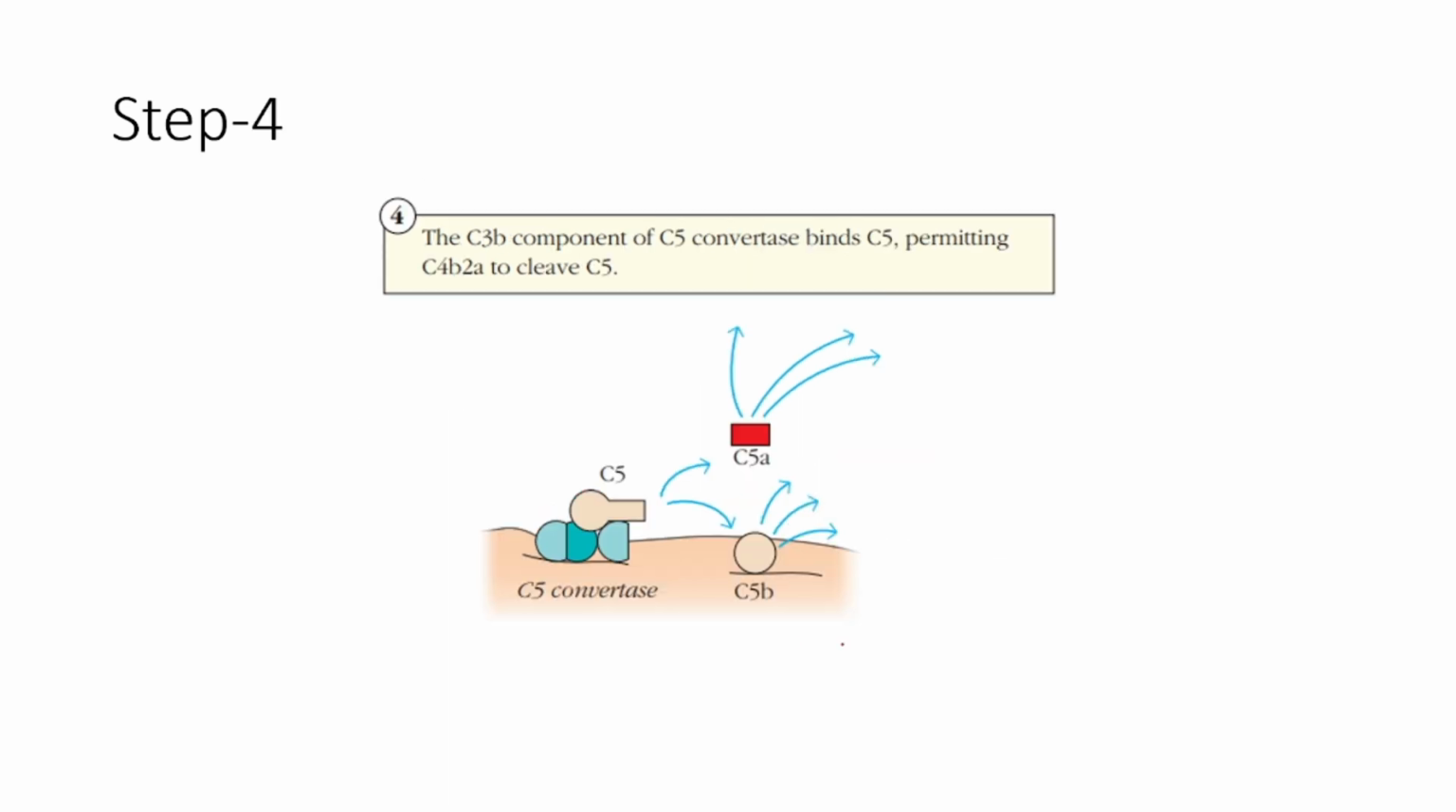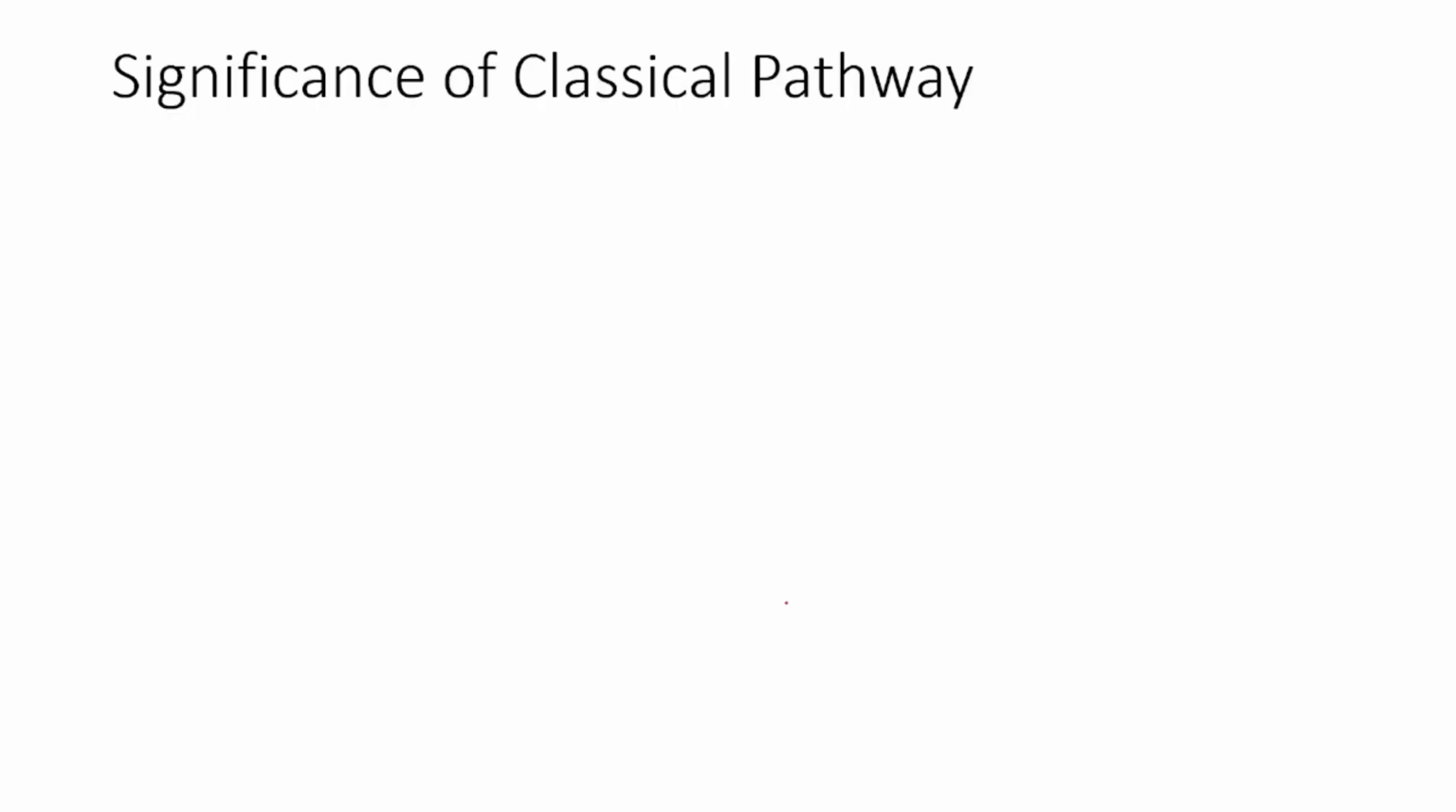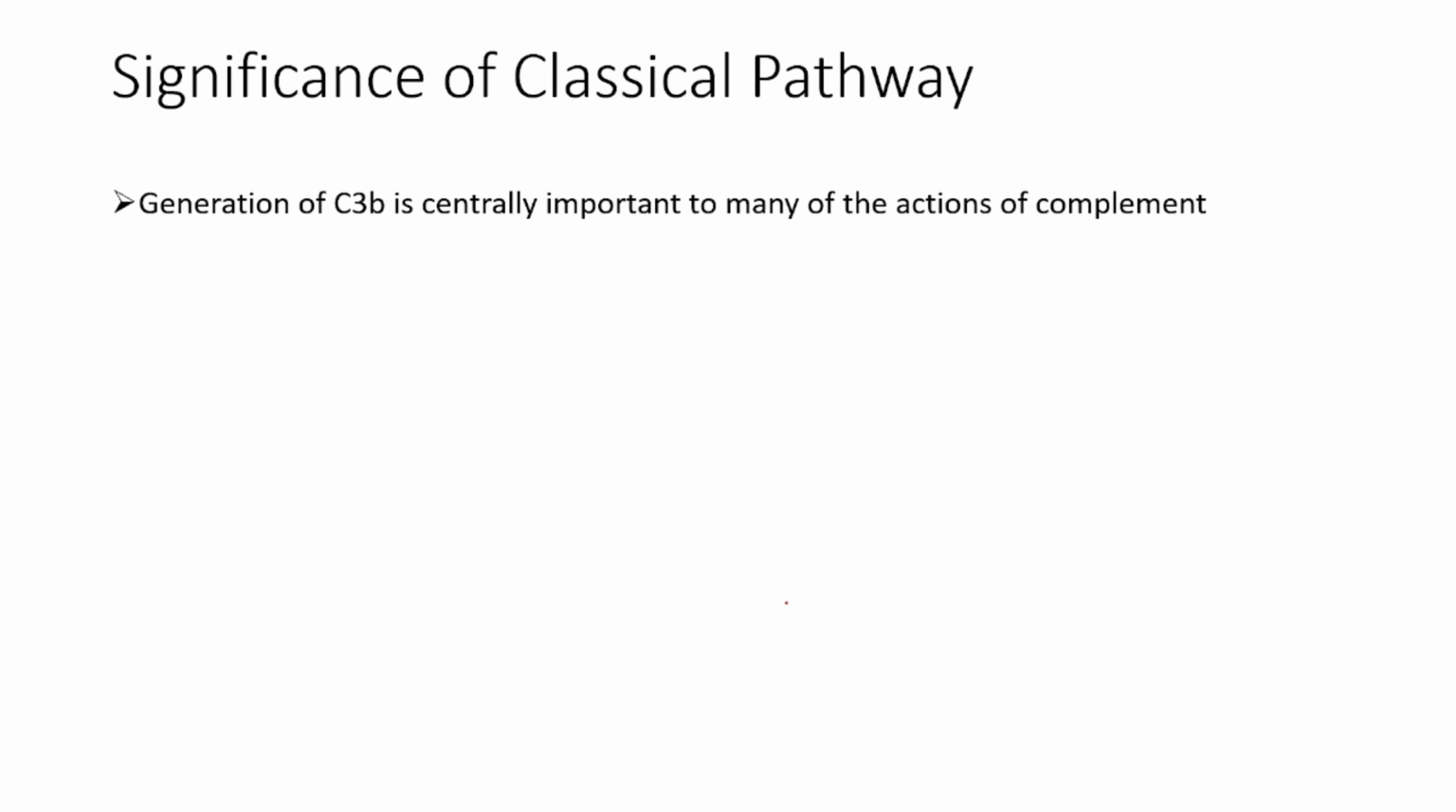Now what is the last step? The C5 convertase formed in step 3 comes and cleaves C5 protein into C5A and C5B. C5A goes away and C5B remains bound to the target membrane surface. Alright. Now what is the significance of the classical pathway? So C3B, if you recall, is at the central point of the classical pathway. Many steps come and join at C3B and many steps diverge from C3B. So it is actually at the central focal point of the classical pathway.